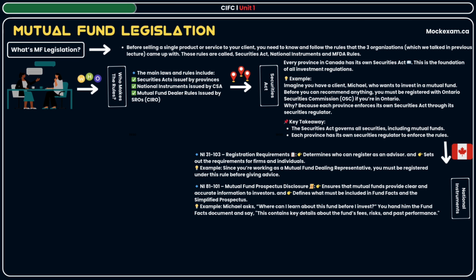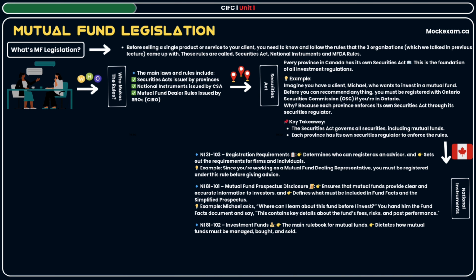The third national instrument is 81-102. This is about investment funds. So the main rule book for mutual funds, this national instrument is the main rule book for mutual funds. It dictates how mutual funds must be managed, bought, and sold. Okay. It covers everything related to investing in the mutual funds. So it's one of the most important national instruments.